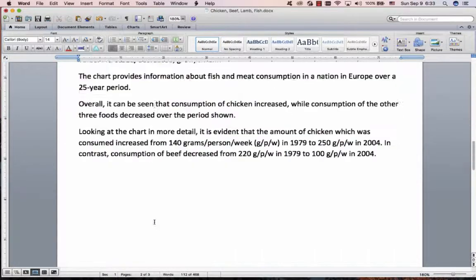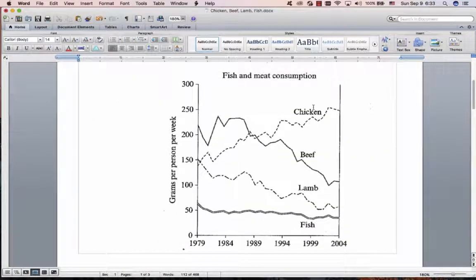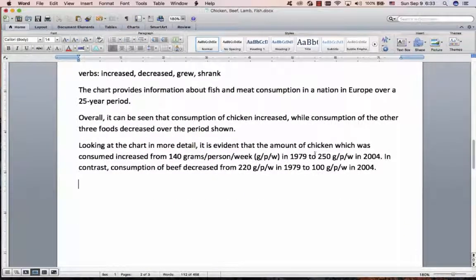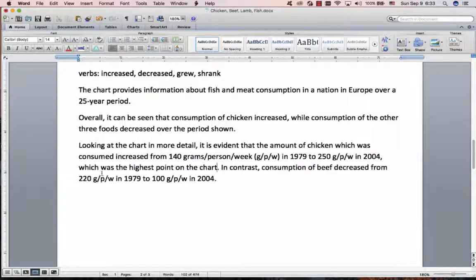For example, try and find the highest point on the chart. There it is over there. And then after that, put comma, which was the highest point on the chart. So there it is over there. And then we can have another lovely which, comma, which. It's kind of useless information, but it's amazing information because it does 3 things. Gives you some extra words, gives you a which gives you a complex sentence, and it gives you a comparative.